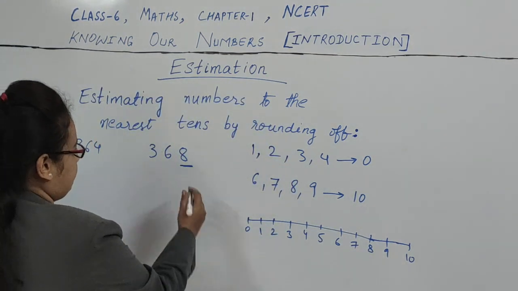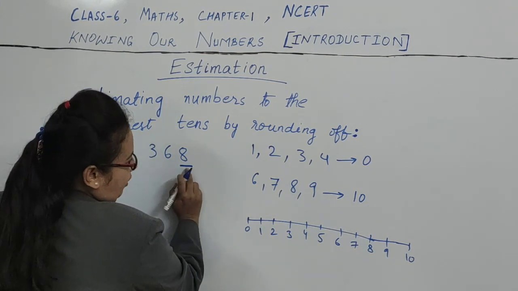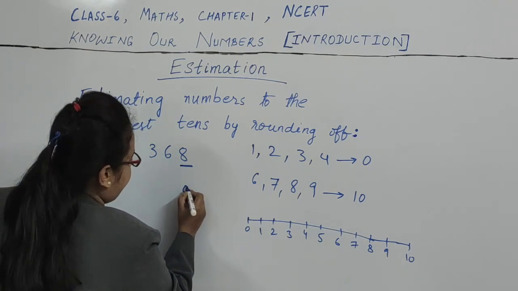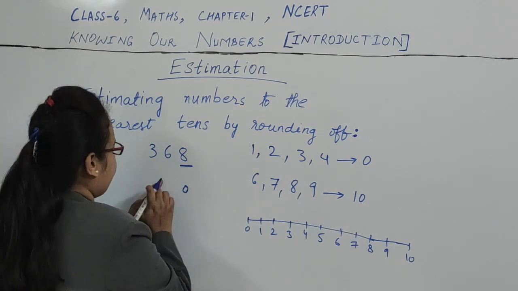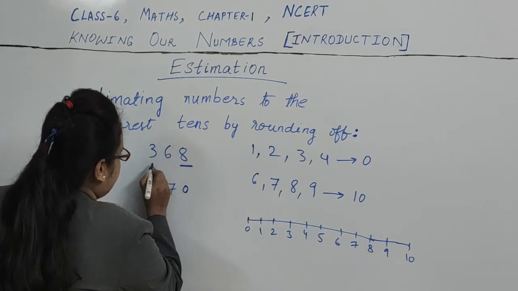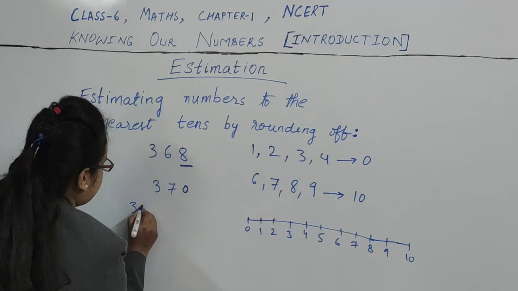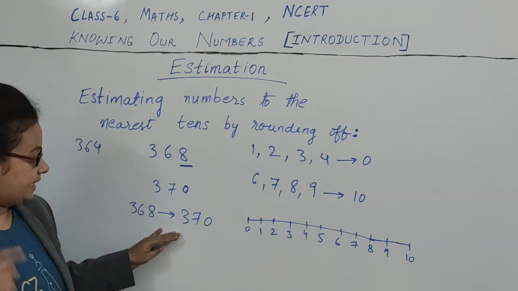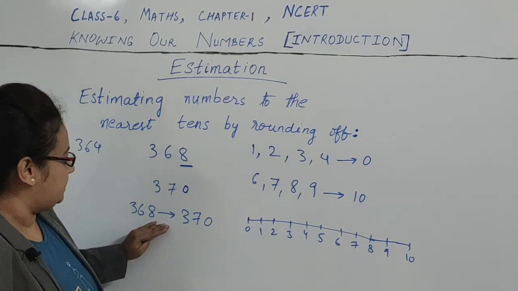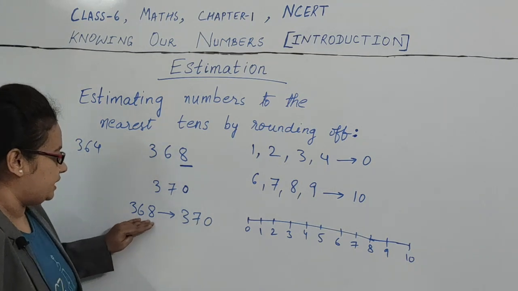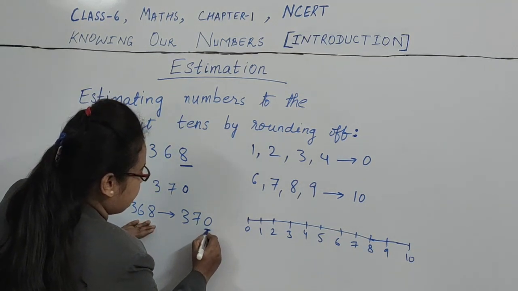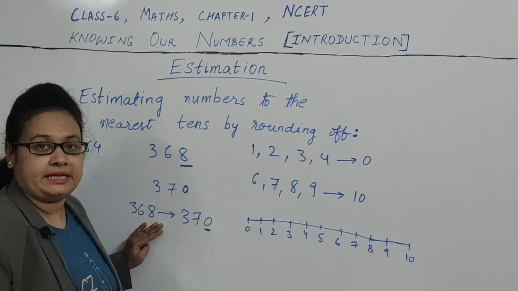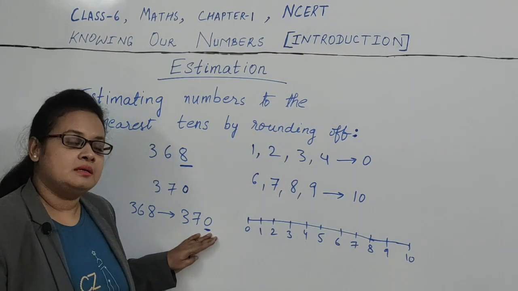Okay, so see, this 8 is rounded off to 10. So 8 will become 10. So 10 means 0 will come and 1 carry. This 1 plus 6 will be 7 and this 3 will remain as it is. So 368 is rounded off to 370 to the nearest tens. Okay, in this also, when we are rounding off this number to the nearest tens, the digit at the ones place has become 0. So whenever we round off any number to the nearest tens, the ones digit becomes 0.